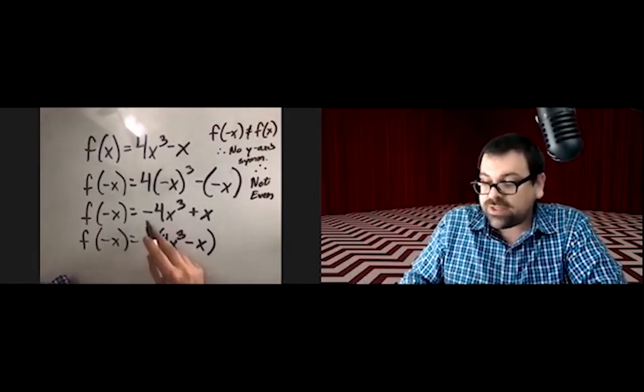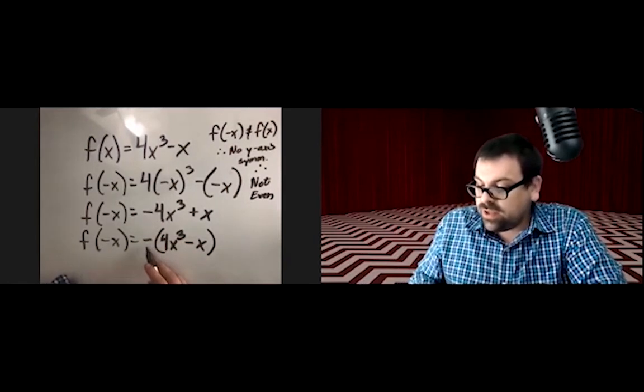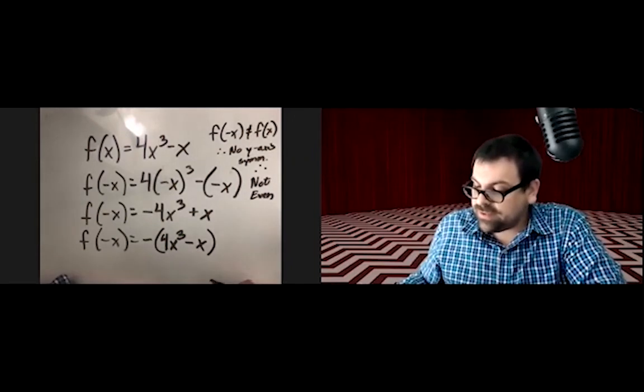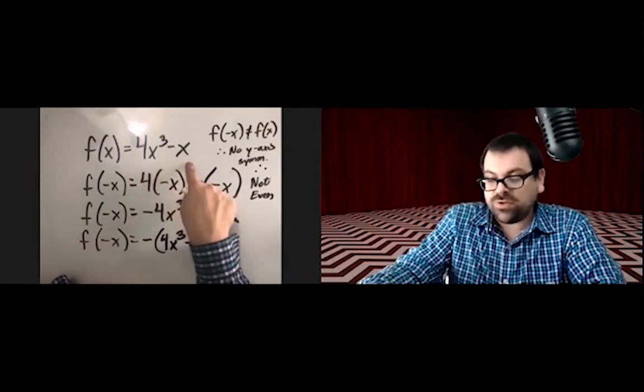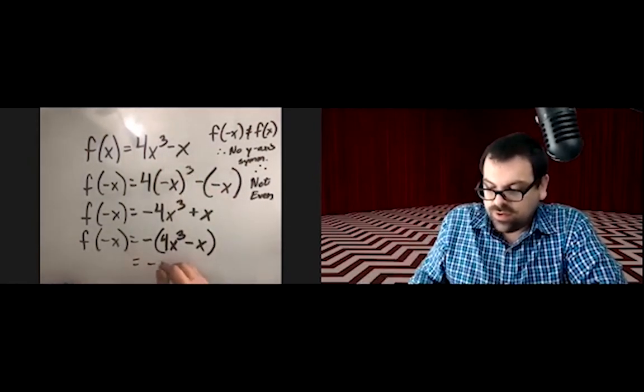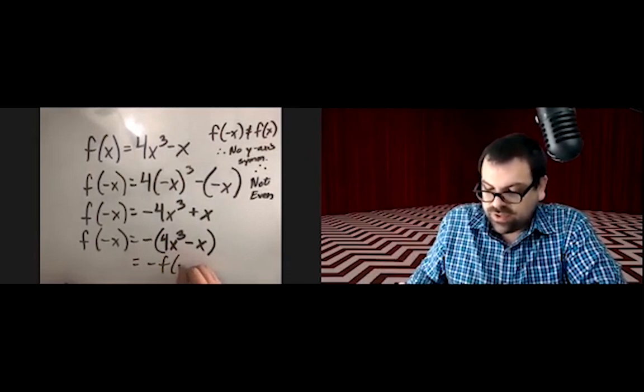The opposite of 4x cubed, negative 4x cubed, minus a negative gives us the plus. 4x cubed minus x, that's the original. That's the original function.